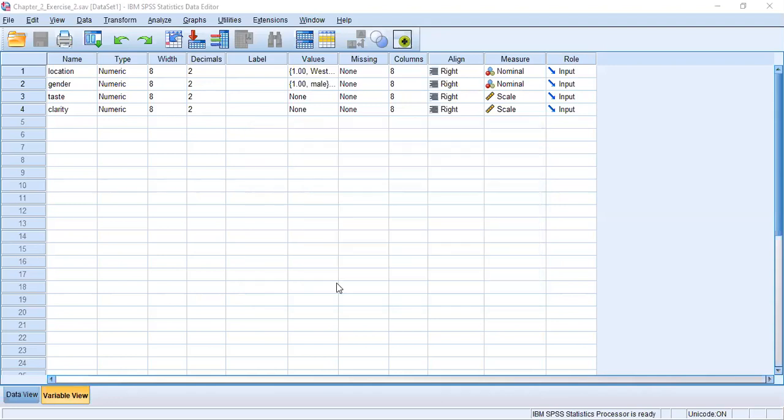in the independent part, and taste and clarity I'll be moving for the dependent. Again going for OK. And this is the case processing summary for the C part of the question, where we have done the same thing, but in terms of male and female. So if you look at the mean for male, it is 6.667 something, and clarity is 8.0667. Whereas for female, it is 7.0667, and clarity is 8.2. This means females have given a very high rating for water as compared to males, both in case of taste and clarity. So that's the answer.